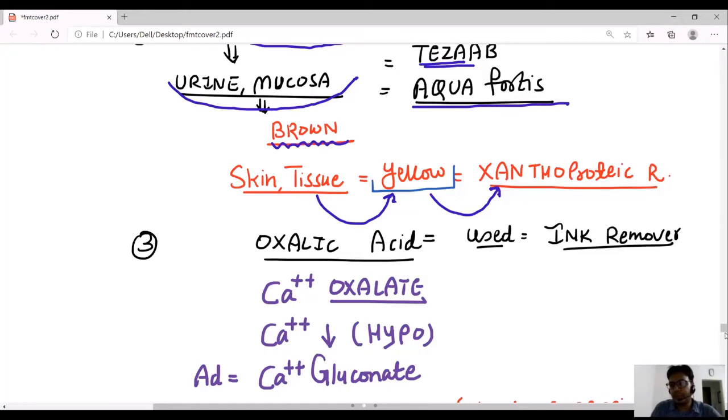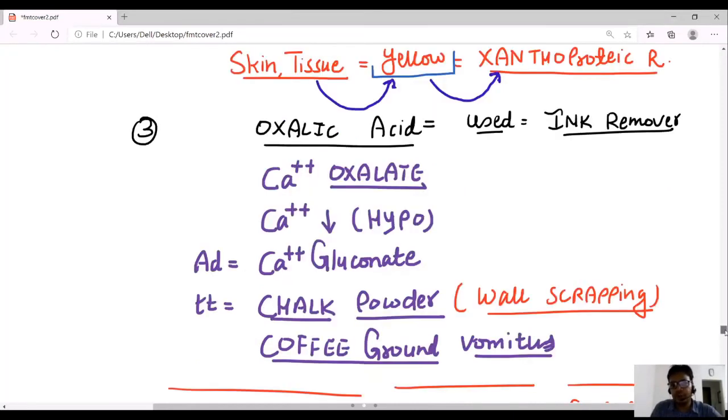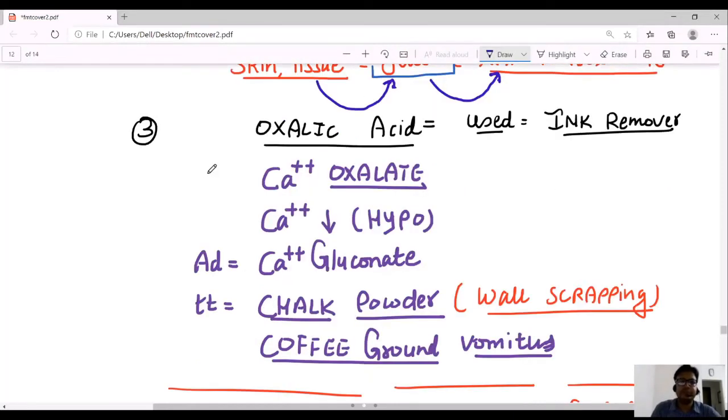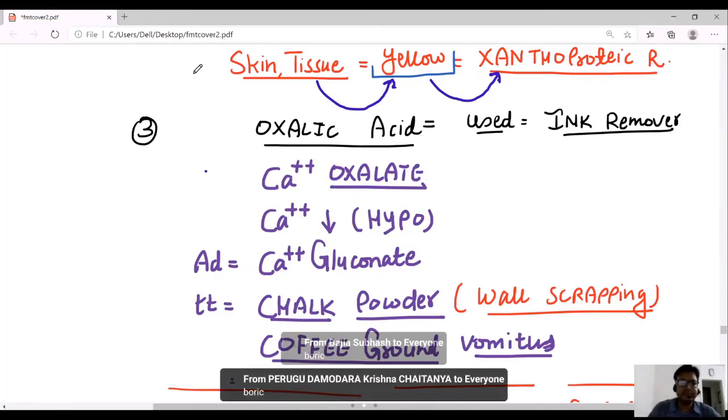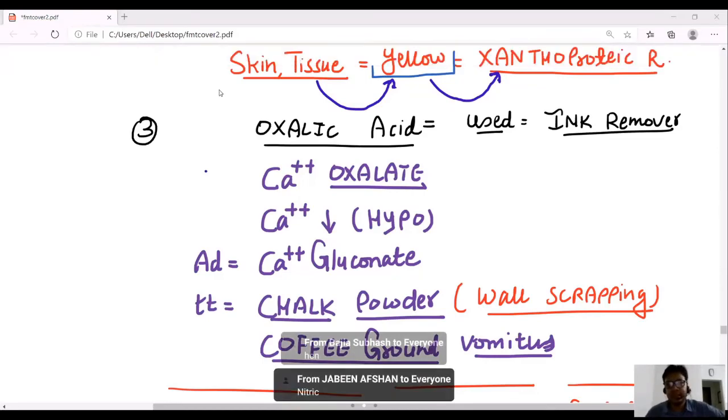Boiled lobster syndrome is seen in which acid? Okay. Which acid? Boric acid. Xanthoproteic reaction is seen in which acid? Yes, sir. Absolutely right. It is nitric acid. Nitric acid is also known as aqua fortis. Brown colored urine and mucosa is seen.